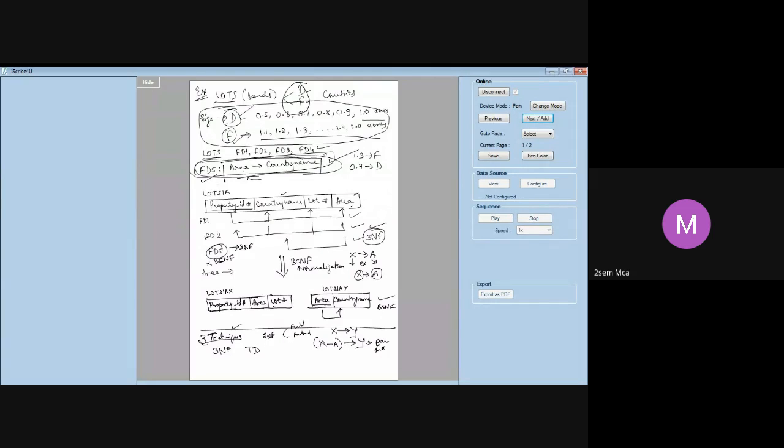Anyone having any problem, particularly facing any issues with respect to DBMS, lab or theory? Can you please speak out? Shivani? Ma'am, no problem, ma'am. You're able to follow what is being done in the class, theory? Yes, ma'am. Are you listening every day, attending regularly? Yes, ma'am. I'm attending regularly. Okay.